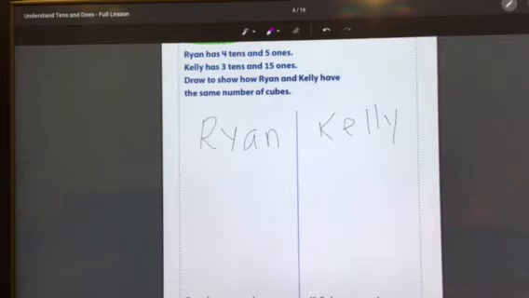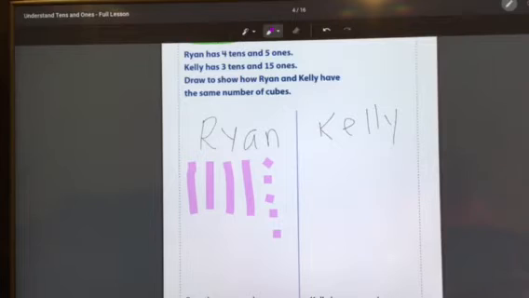Okay, so I'm going to read it again. And as I'm reading it, I'm going to start to draw how many Ryan has and how many Kelly has. Ryan has 4 tens and 5 ones. Remember, we learned to draw tens by drawing a straight line. So I would go like this, 4 tens. 1 ten, 2 tens, 3 tens, 4 tens. And 5 ones. 1, 2, 3, 4, 5.